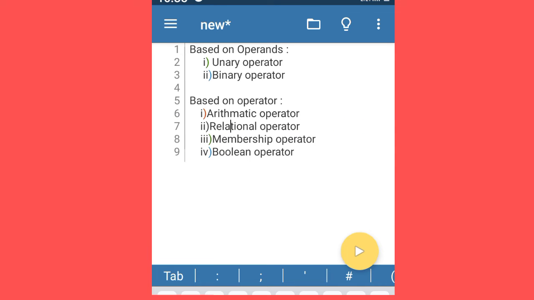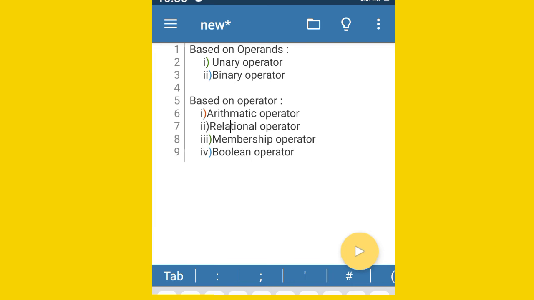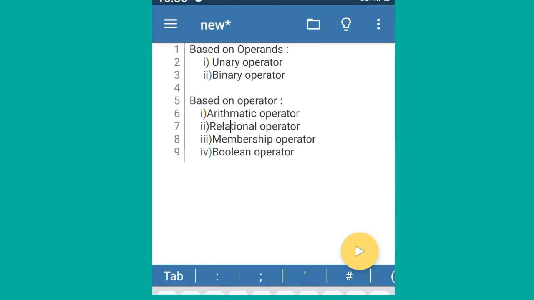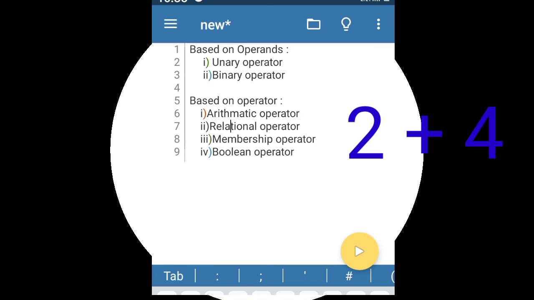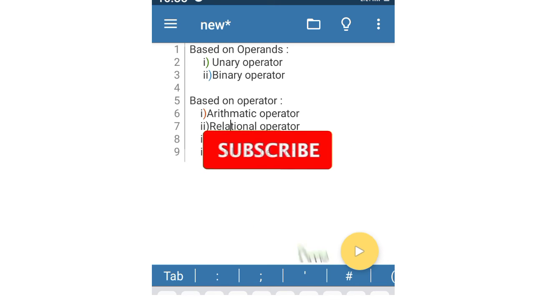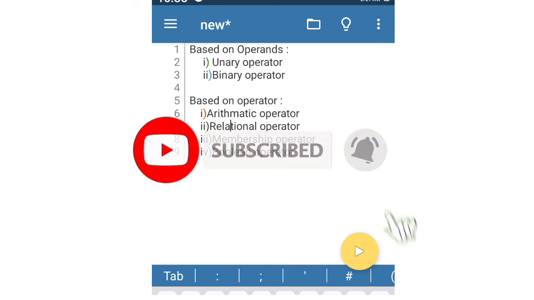Operators are nothing but symbols which are used for computation. For example, plus, minus, multiplication and divide. We will give an example here: 2 plus 4. This is called an expression, where 2 and 4 are called operands, and the plus in the middle is called an operator. There are different types of operators based on the operand and based on the operator.